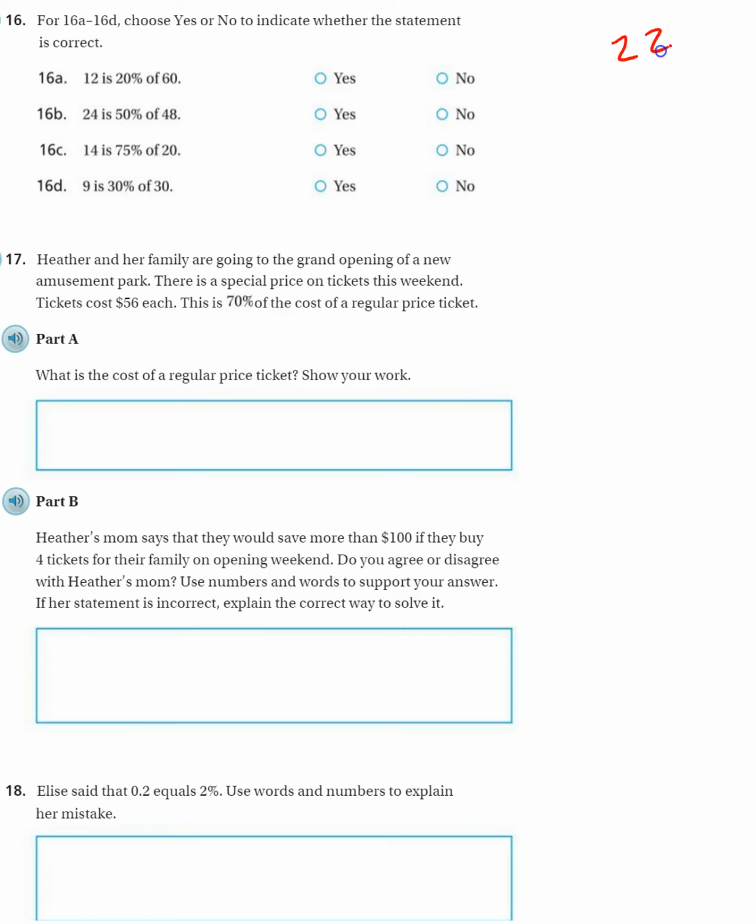Okay, I'm on page 225 of the Go Math textbook. Let's take a look. For these ones, you're just saying yes or no if you agree. So 20% of 60. To find that, we change it to a decimal. Multiply. And then once you get this answer, you're checking to see if it is 12. If this answer is 12, you bubble in yes. If this answer is not 12, you bubble in no.